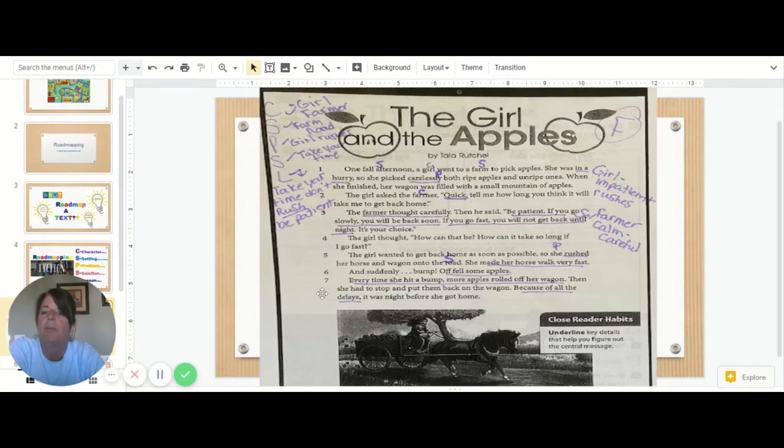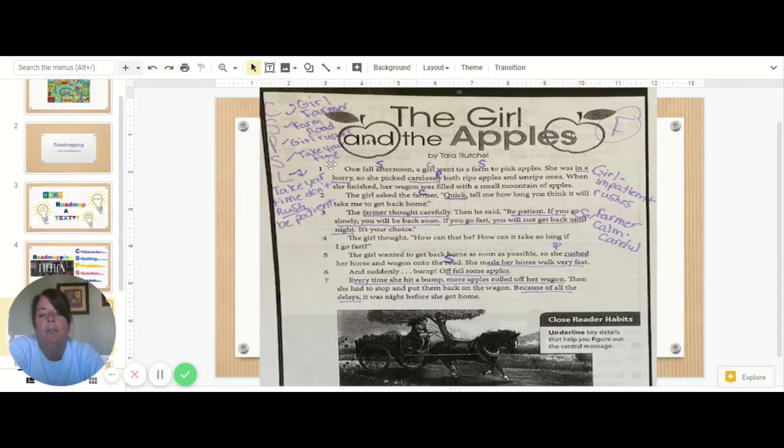So the characters were the girl and the farmer. The setting was the farm and the road. The problem was that the girl rushes, and the solution was that she should take her time. And then the lesson was take your time, don't rush, be patient.